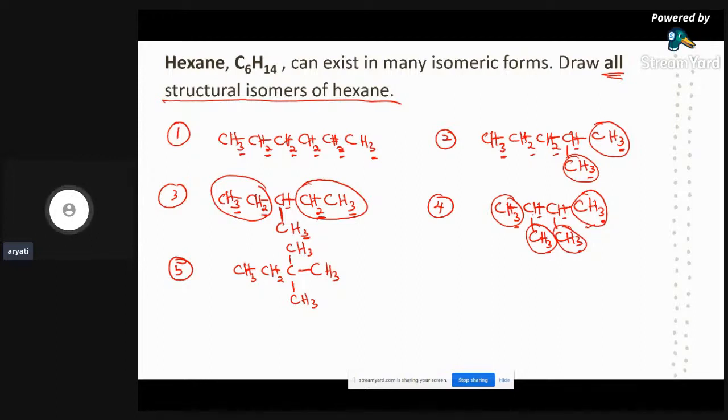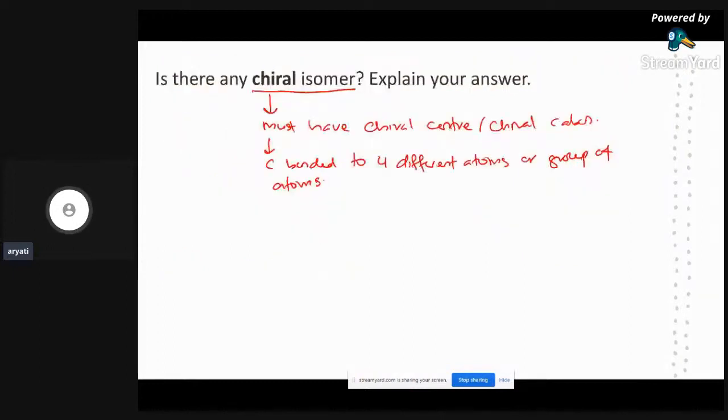So the last structure, number 5, carbon bonded to 3 hydrogen, not chiral, 2 hydrogen, not chiral, 3 hydrogen, not chiral. So carbon bonded to 1, 2, 3 metal. So this is also not chiral. So selepas kita check one by one, kita dapati, is there any chiral isomer? So jawapan dia no chiral isomer.